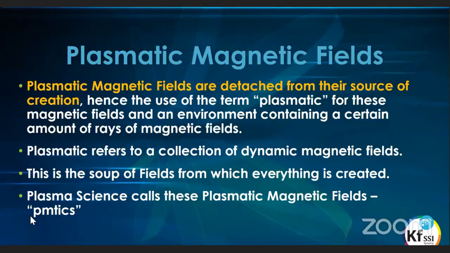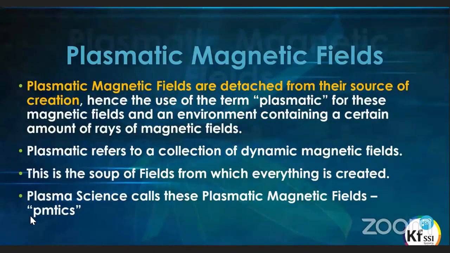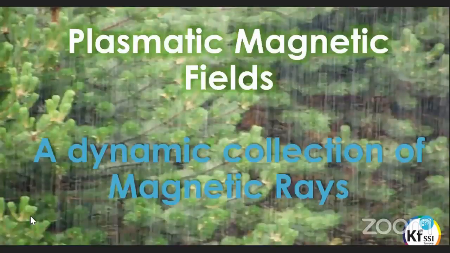In plasma science, these are called plasmatic magnetic fields, or abbreviated PMTIC. So when one starts reading the books and a lot of the teachings, the public teachings, and even the private teachings, you'll see that Mr. Kesh refers to a lot of these abbreviations, and so one has to start understanding these to really understand what is being taught. And so a simple definition of what plasmatic magnetic fields are is that they are a dynamic collection of magnetic rays.